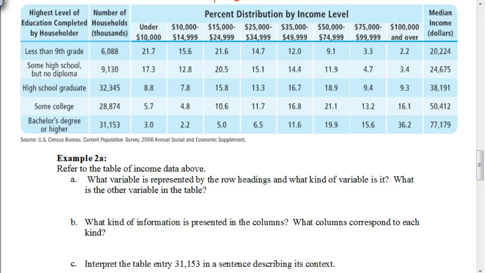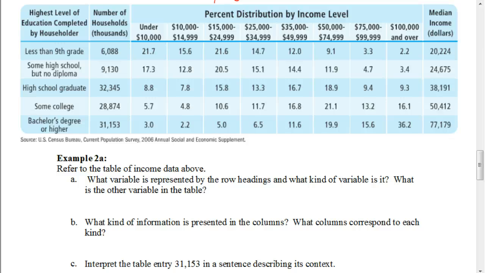So here we can look and see that yes, there is a source that's cited. This is from the Census Bureau. It's talking about the highest level of education completed by household, and then it looks and compares the percent distribution by income level. So we're comparing the income level to the amount of schooling that a person has gotten. So we're going to answer these questions now based on this data.